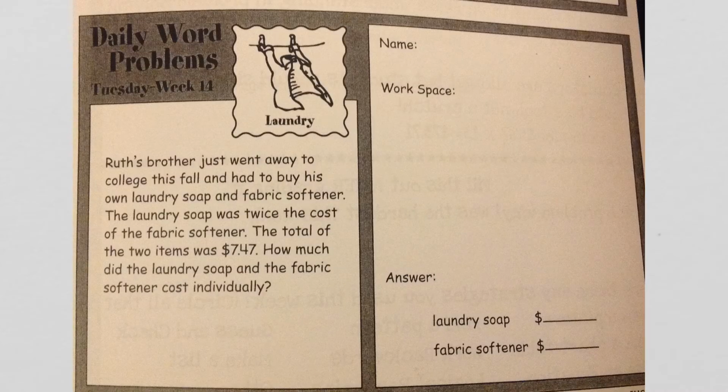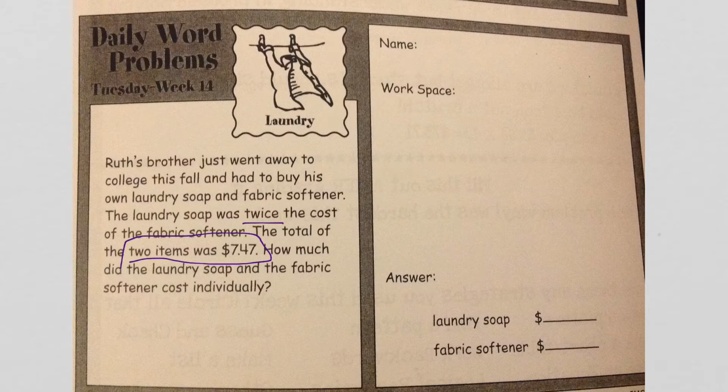So let's move on to Tuesday. It says Ruth's brother just went away to college this fall and had to buy his own laundry soap and fabric softener. The laundry soap was twice the cost of the fabric softener. And the total of the two items was $7.47. So how much did the laundry soap cost and the fabric softener cost individually?